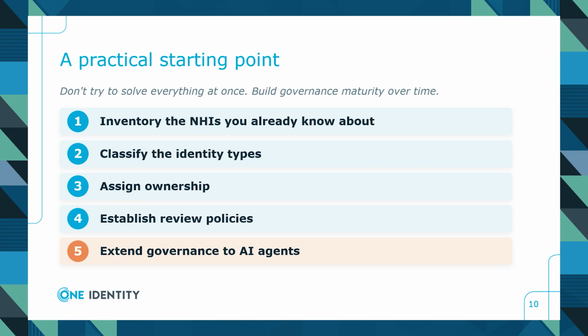Now, my advice is don't try and solve everything at once. Start with the identities you already know about. Focus on ownership and accountability first, and build governance maturity over time. Inventory known non-human identities, classify identity types, assign ownership, establish review policies, and extend governance to AI agents.